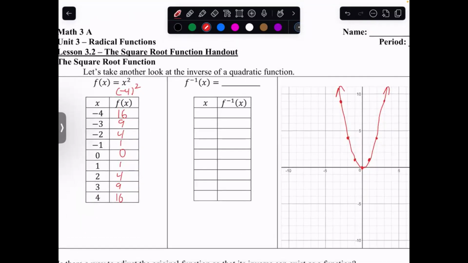The thing we tried last class was finding the inverse. We said that the inverse undoes the action of the function. So if the original function takes a -4 and outputs 16, the inverse will take the 16 and give you back the -4. So again, for the inverse function, we just switch x and y.